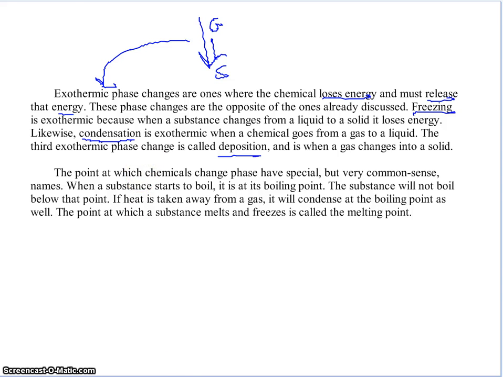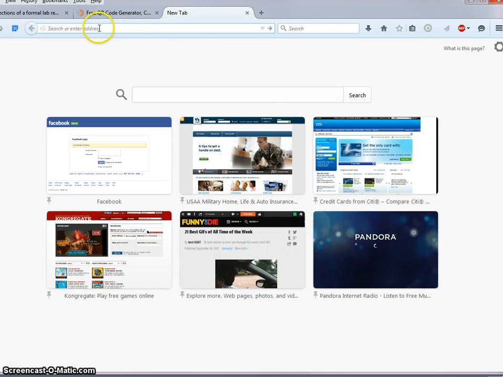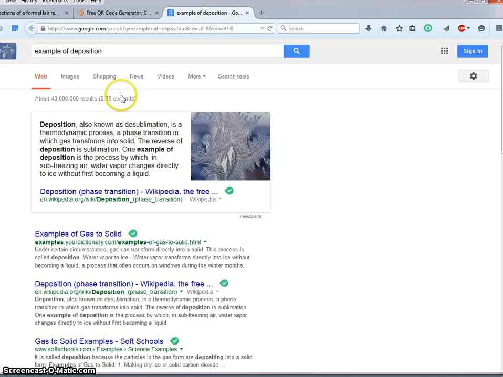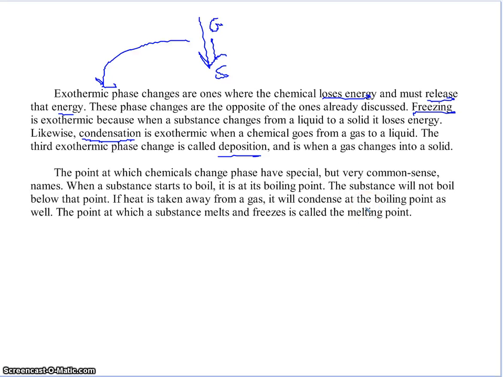There's no example of deposition here, but I want to know an example. So, example of deposition. Desublimation. Oh, so basically it sounds like snow is an example of deposition from this picture. Interesting. So it goes directly from vapor to solid without being a liquid. I guess it would be hail if it became a liquid first. Alright, that was fun.